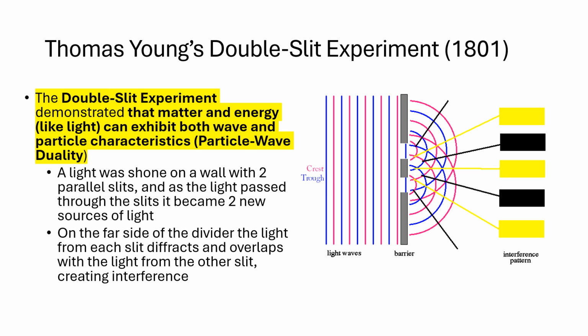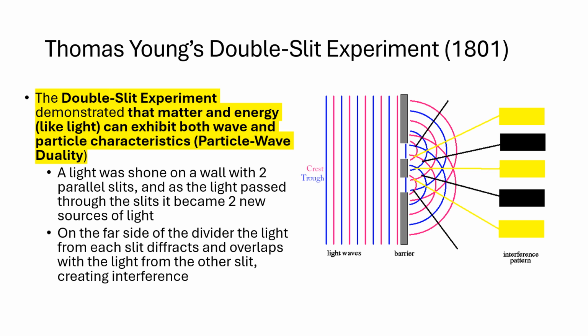So this brings us to Thomas Young's double slit experiment in 1801. He basically demonstrated that matter and energy, such as light, can exhibit both wave and particle characteristics. He did this with, well, not a flashlight, they didn't have those back then, but think of it as a flashlight. The light coming from the flashlight can exhibit both wave and particle characteristics, okay?